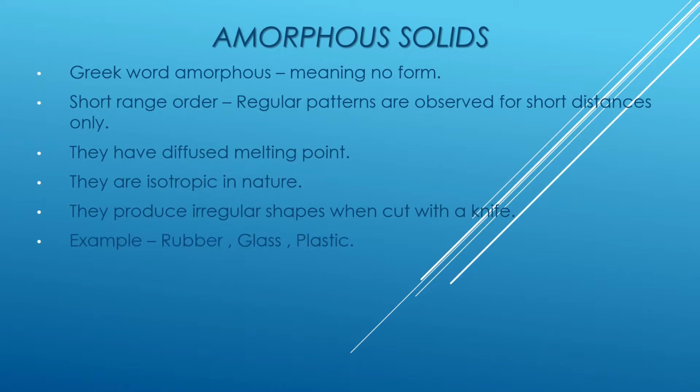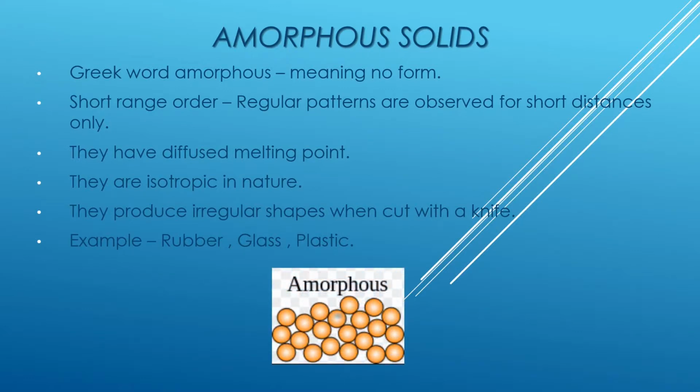For example, you can have rubber, glass or plastic. Many examples you can have. There is a picture of how amorphous solids look. You can see they are not regular in shape. They are irregular, whereas in crystalline solids there is a perfect pattern that the molecules are following. Moving on.